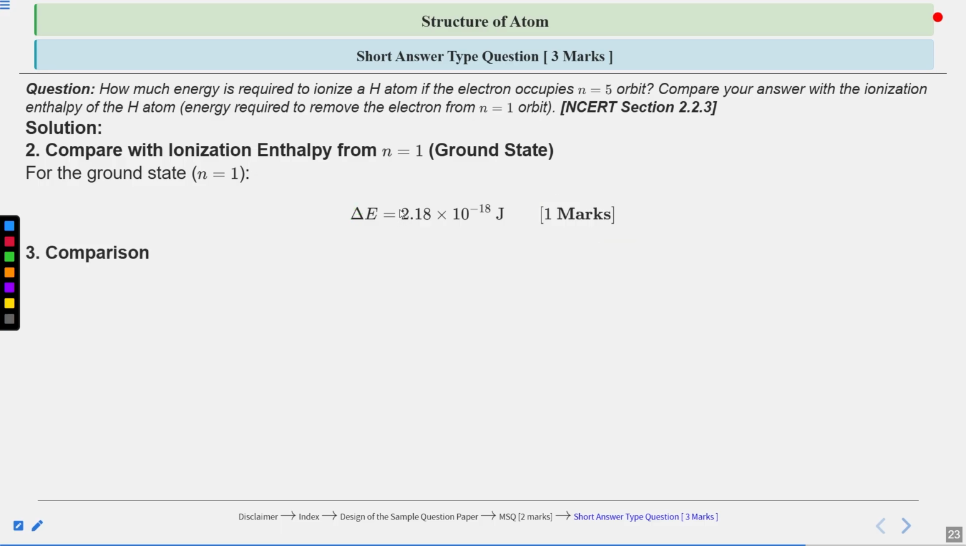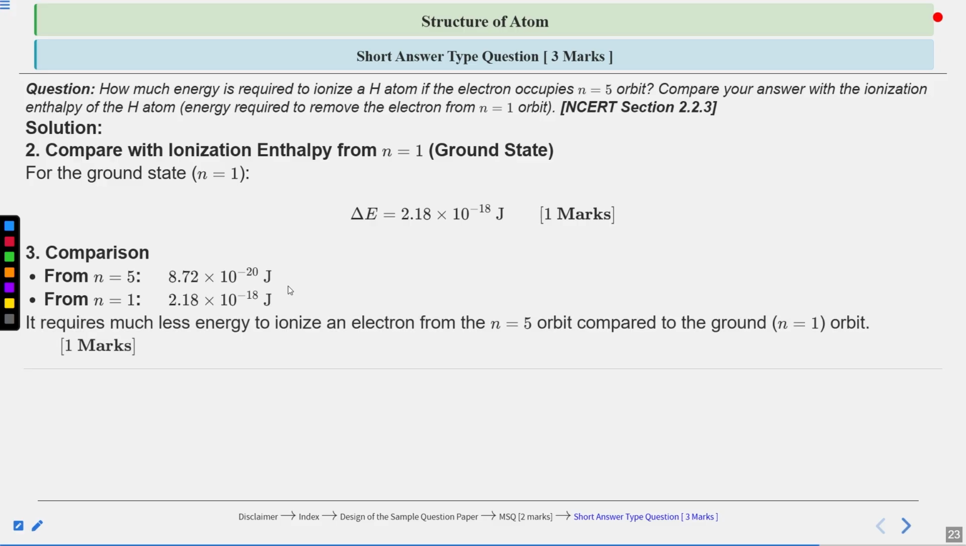Now on doing the comparison, what we can say: for n equals 5, the energy was 8.72 × 10^-20 joule. For n equals 1, the energy is 2.18 × 10^-18 joule. Therefore, it is very clear from this discussion that n equals 5 requires a lesser amount of energy as compared to n equals 1.